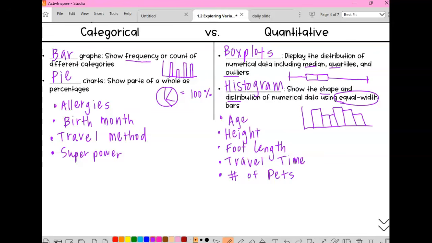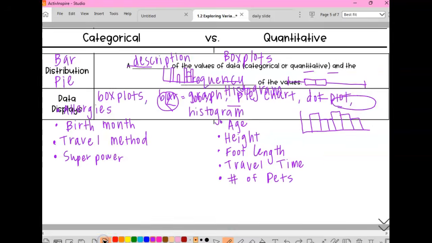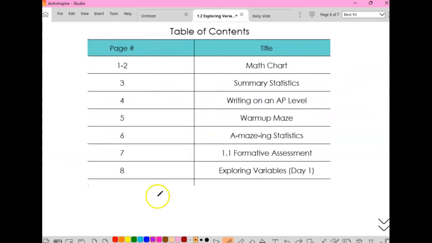All right, make sure you have those little sketches so you don't forget what it looks like. Okay. Any questions? Somebody asked where do we use dot plots for? You can use dot plots for both categorical and quantitative. And we are going to do dot plots as well. So now let's do this on page 8, please.